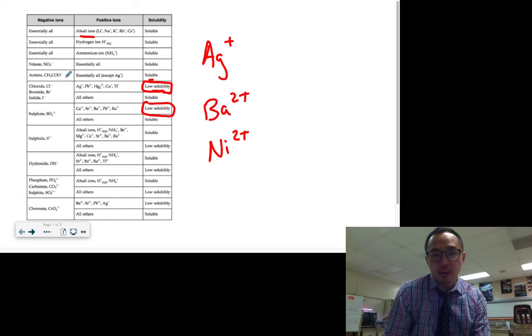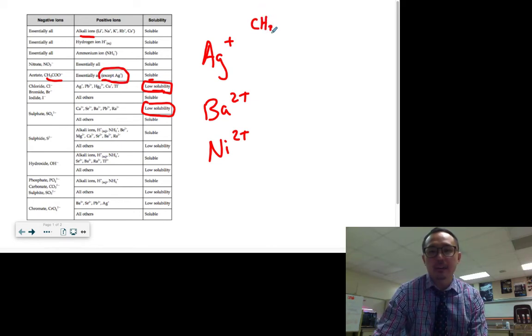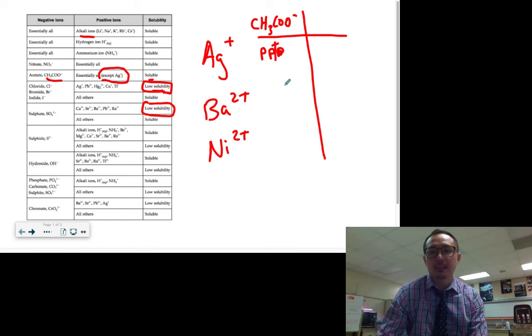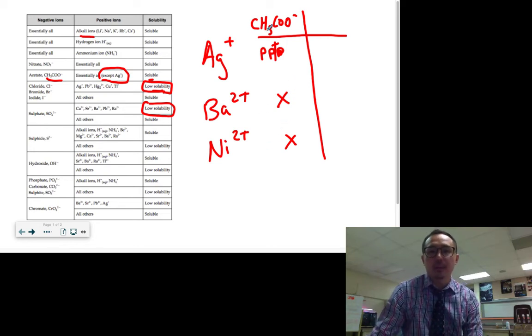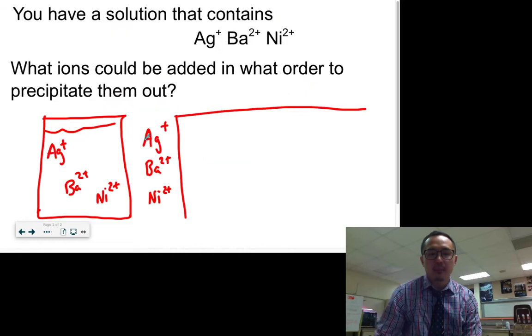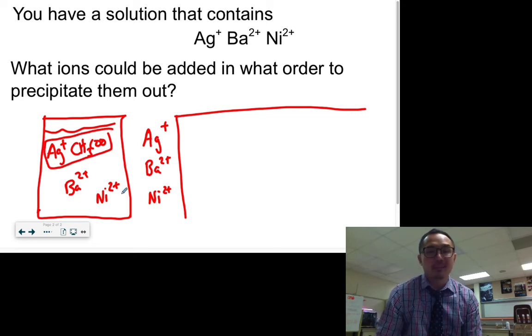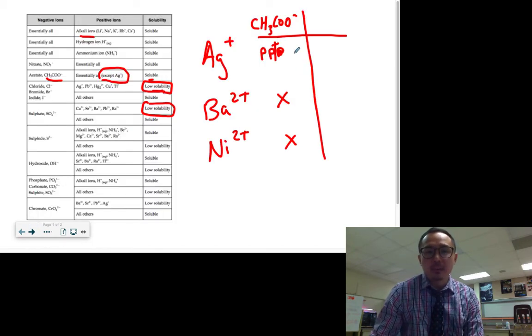Acetate could work because if you look at this, acetate is soluble with everything except silver. So I could put acetate, CH3COO negative, and mix in a solution with acetate, and this would cause a precipitate, PPT, and have the other ones still stay in solution. If I put acetate, it would combine with silver, and this would be your solid. The barium and nickel will just stay as spectators because they won't react with your acetate. So that's done. What's the next one?